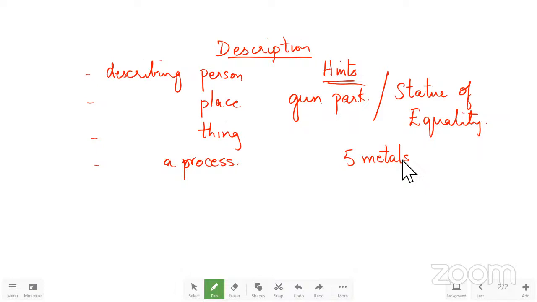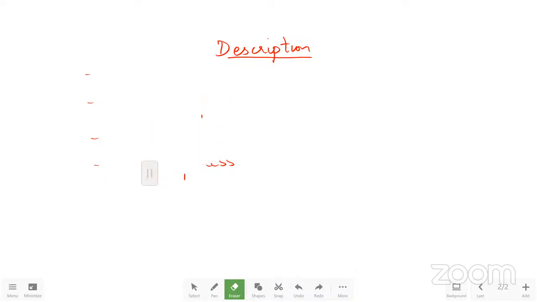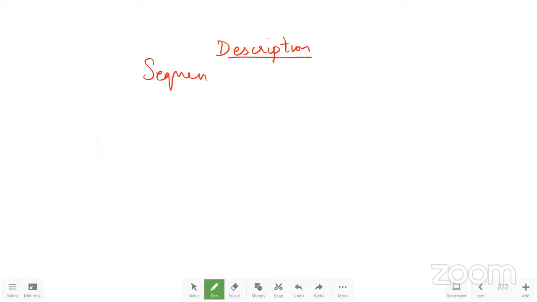But when it comes to describing a process, there are certain things that you should keep in mind. Process writing is written in a paragraph, but in process writing, you have to use sequence markers. This is very, very important. Sequence markers. What are they? With every sentence that you write, you have to give a marker.